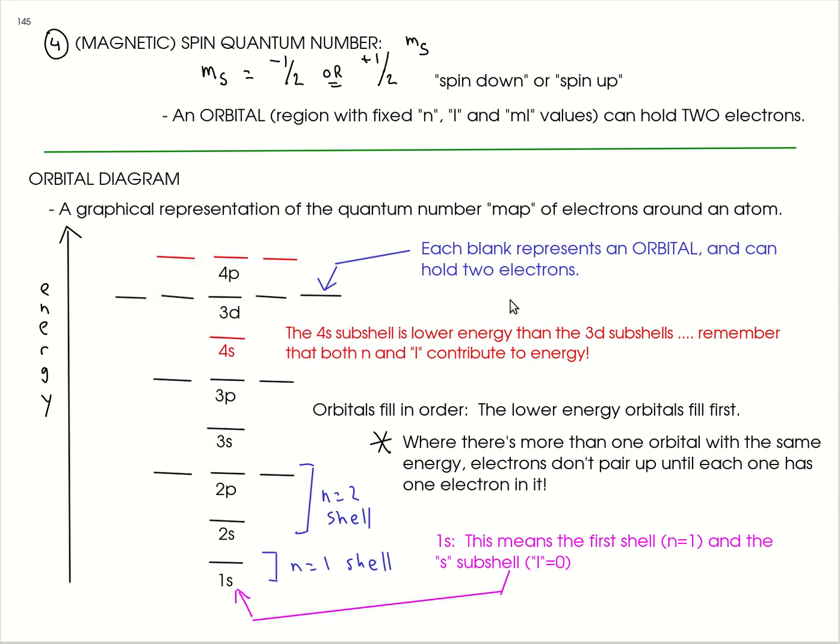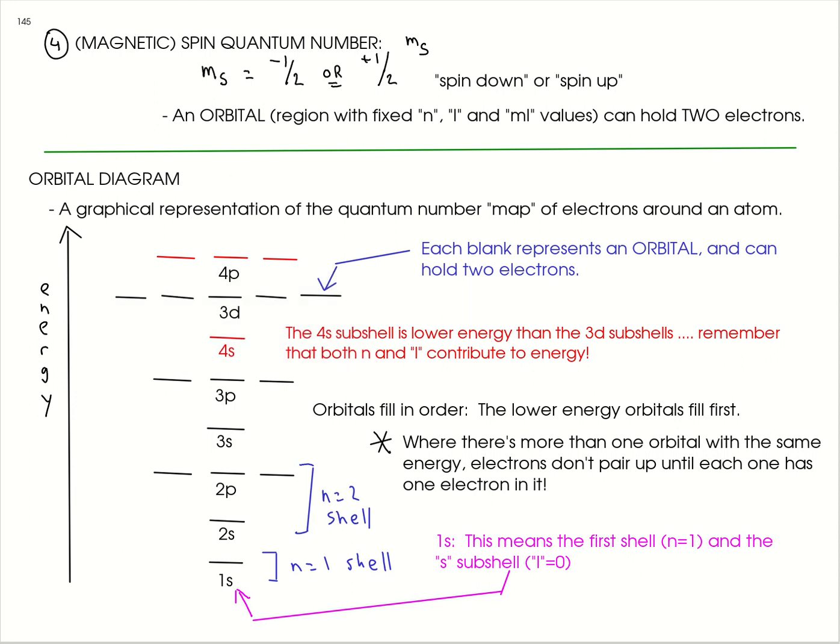Now, you're thinking, well, wait a minute, now I got to memorize all that stuff? Well, I will show you a way to get this ordering from the periodic table. But for now, just don't worry about it. Just realize that this is caused by the fact that both the principal quantum number N and the angular momentum quantum number L both contribute energy to the electron.